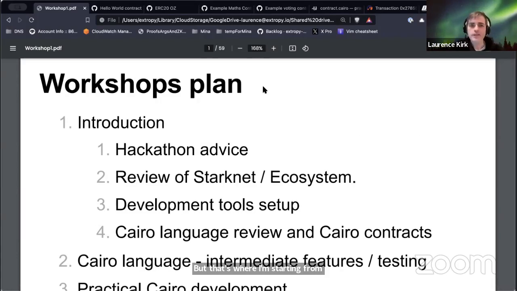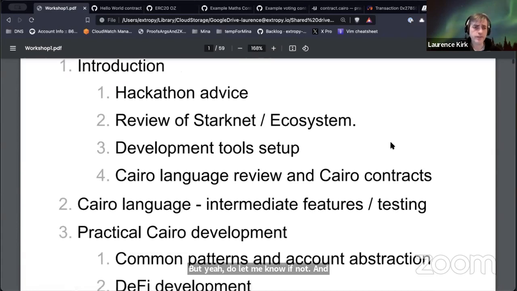Today I'll start off giving some general advice about hackathons. I think this is going to be useful when you're thinking of how to approach the upcoming hackathon. Then we'll have a review of StarkNet and its ecosystem. We'll look at the development tools and how to get those set up. And then we'll go through reviewing the Cairo language and Cairo contracts. I'm assuming some of this you will already know. But do let me know if not.